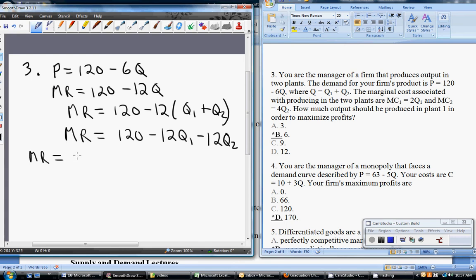Next, setting marginal revenue equal to marginal cost in plant 1, and we will set that equal to 2Q subscript 1, simplifying for Q1.